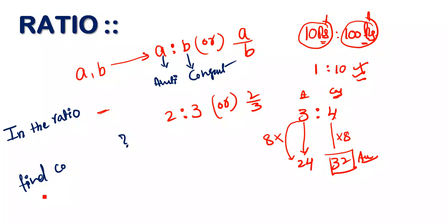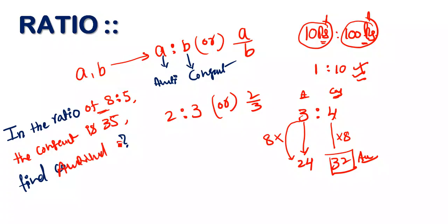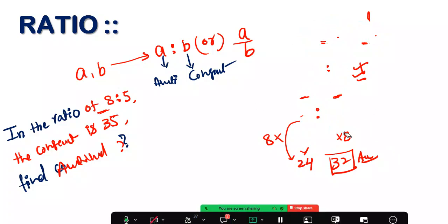Okay, right. One second. For example, the ratio of 8:5. The consequent is 35. Then find the antecedent. Okay? Right. What is the answer, guys? Anyone? The ratio is 8:5, and the consequent is 35. Then find the antecedent.